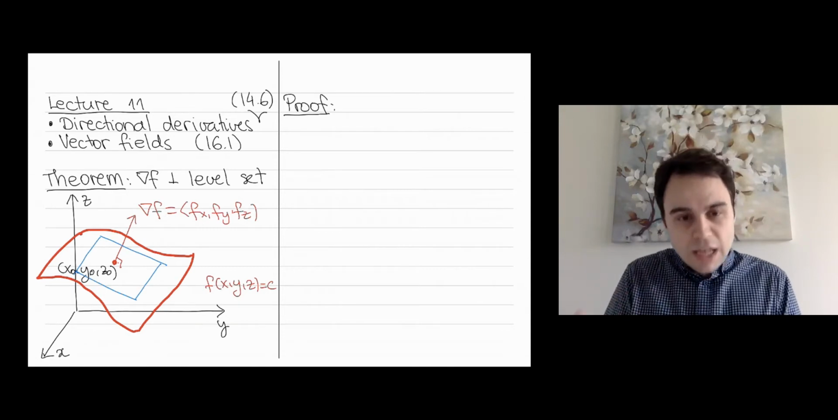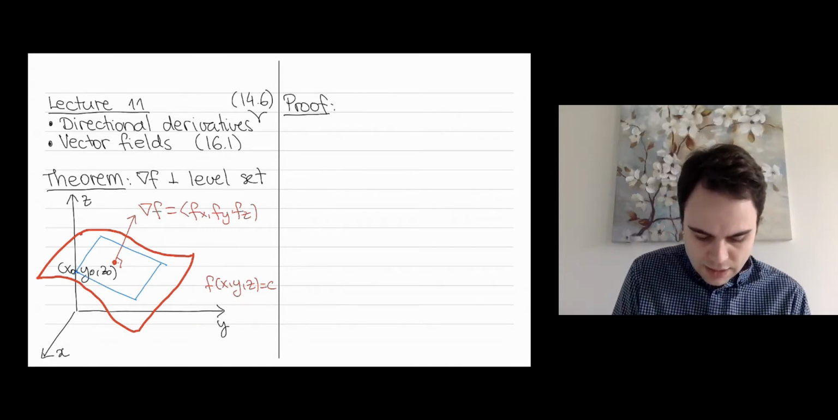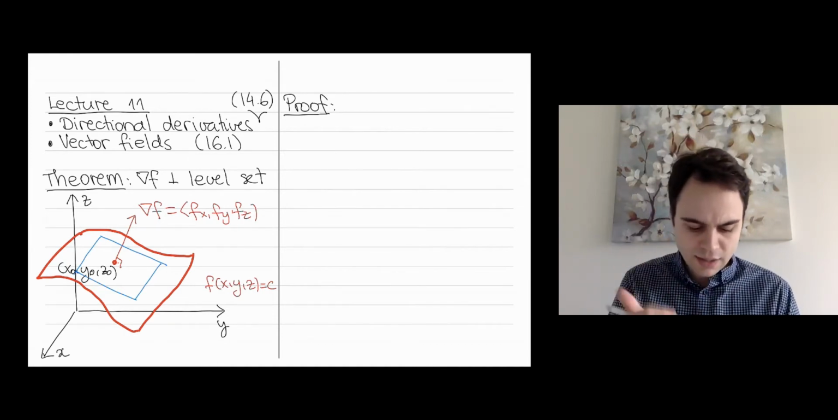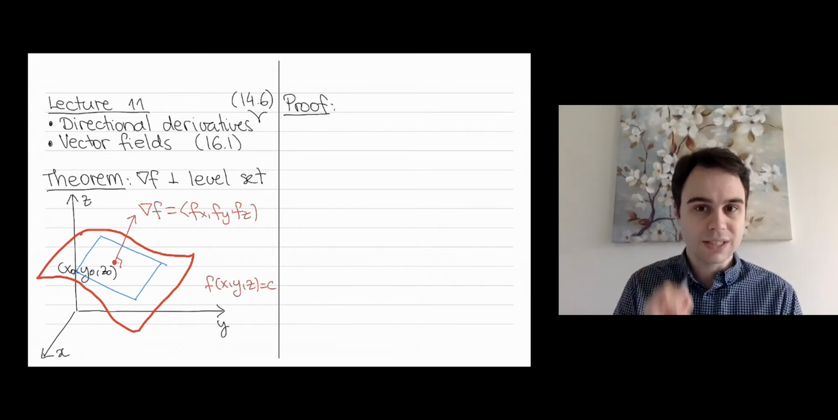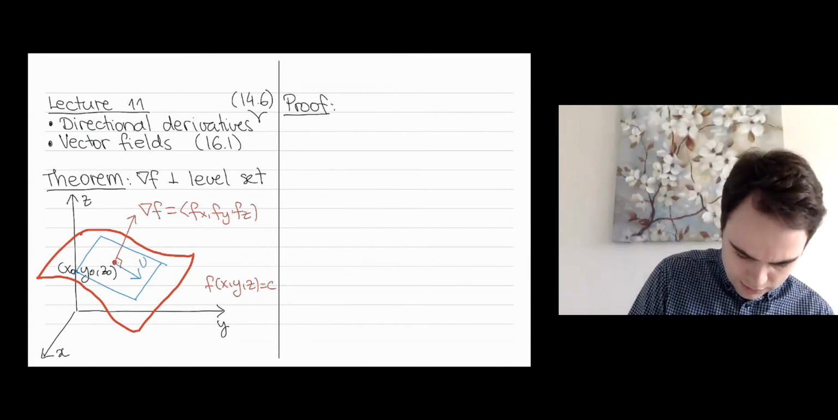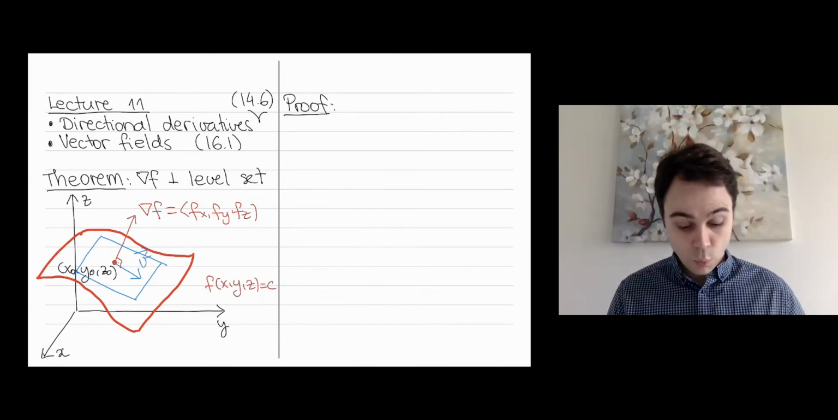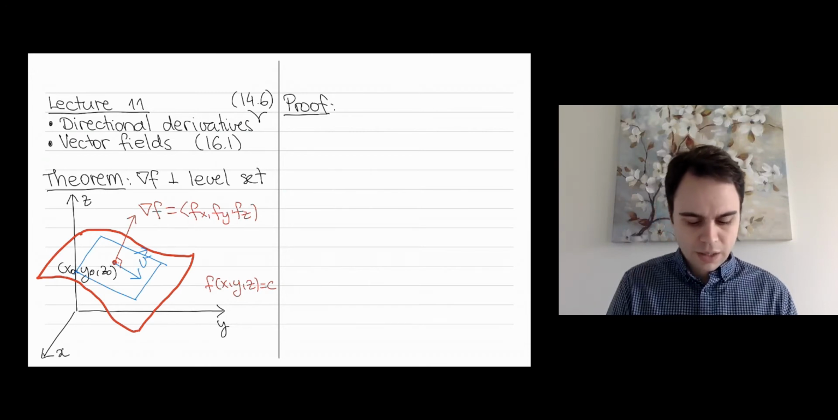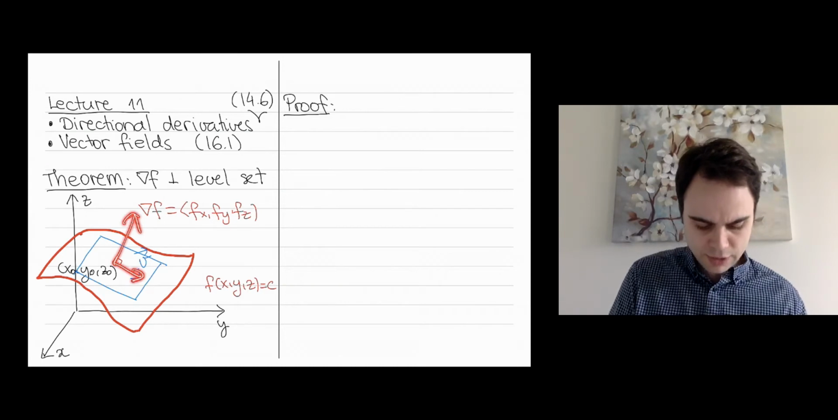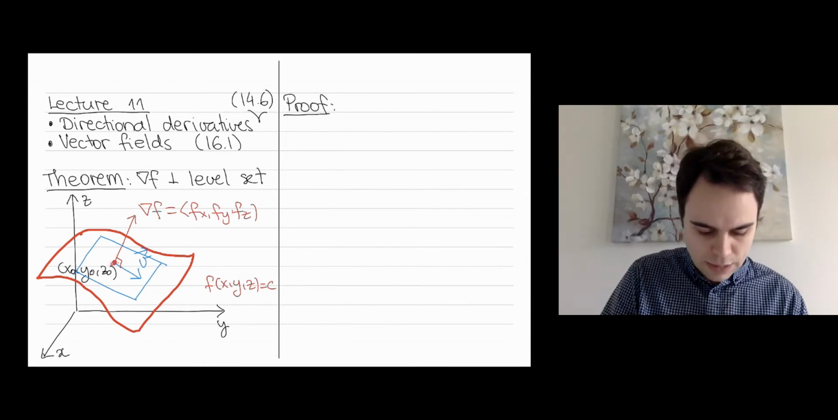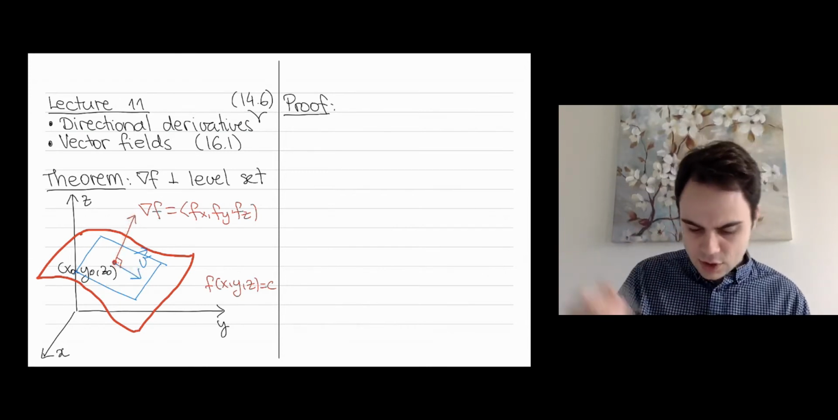And what this means in turn is that the gradient is perpendicular to the tangent plane. That means the gradient is perpendicular to every single vector in this tangent plane. So what we want to show is that if we start with any vector v that's tangent to the level set, then the gradient will be perpendicular to that vector. We want to show this perpendicularity between the gradient and any tangent vector. So let's start with any tangent vector.